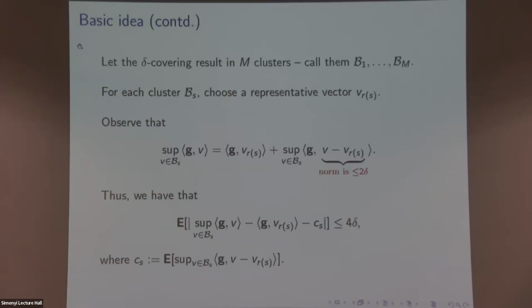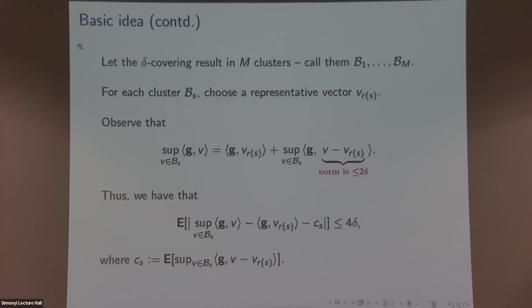So coming back to why this is useful: within each cluster, I have a Gaussian process, sup of G inner product with V, and we choose one of those vectors arbitrarily and write it as G inner product with that representative vector plus the sup over the difference Gaussian process with the difference vectors. But because those difference vectors are at most 2 delta in magnitude, I can just replace the second term by its expectation, and I will have very small error.